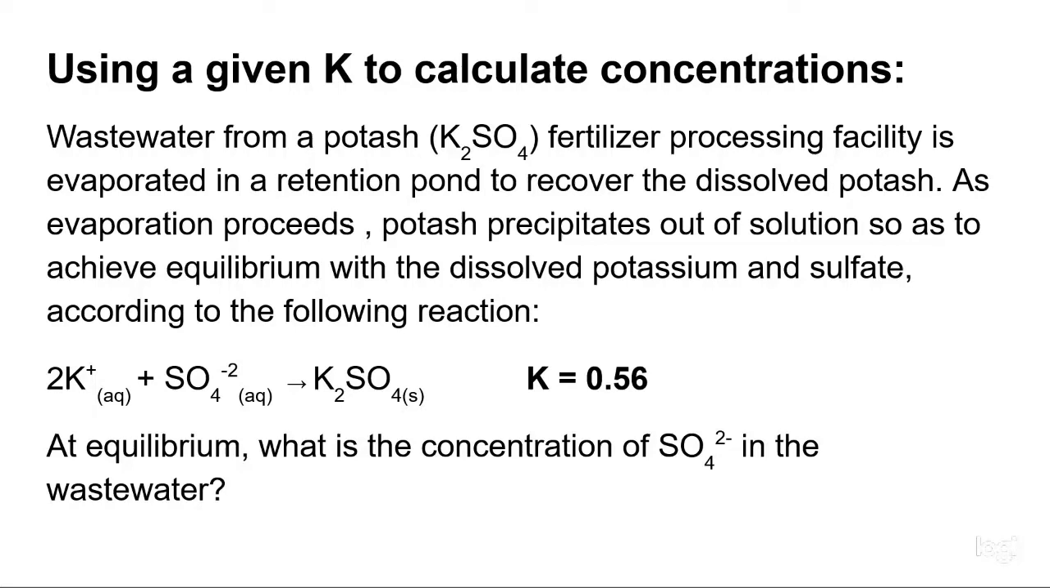2 potassium ions in solution plus a sulfate ion in solution yields a precipitate of K2SO4, potassium sulfate. And the equilibrium constant of this reaction, K, is 0.56. So at equilibrium, what is the concentration of sulfate in the wastewater? So as this pond dries out, what is the equilibrium concentration that the water in the pond gets to before it completely dries out? Let's solve this.